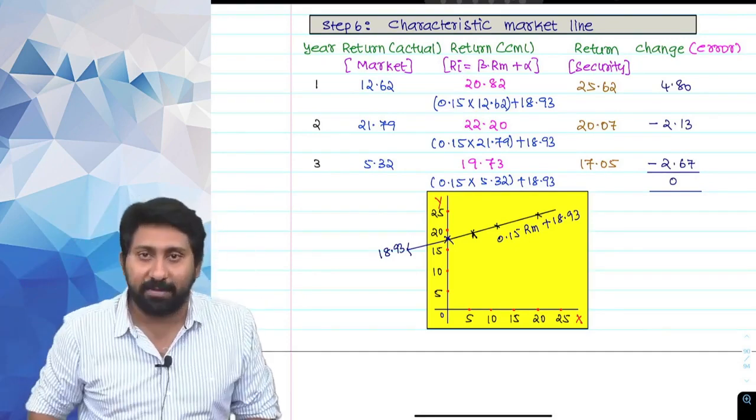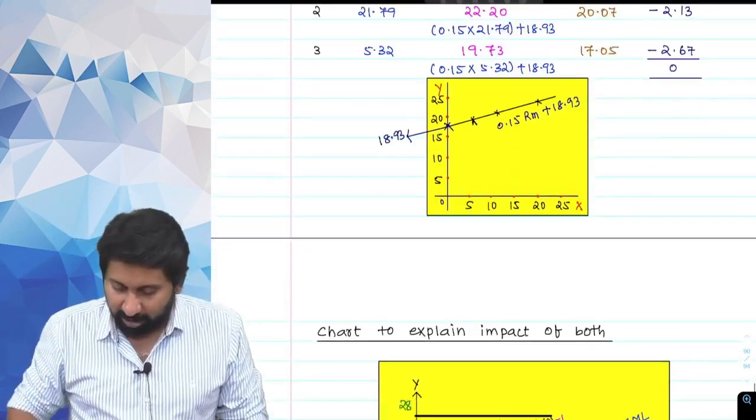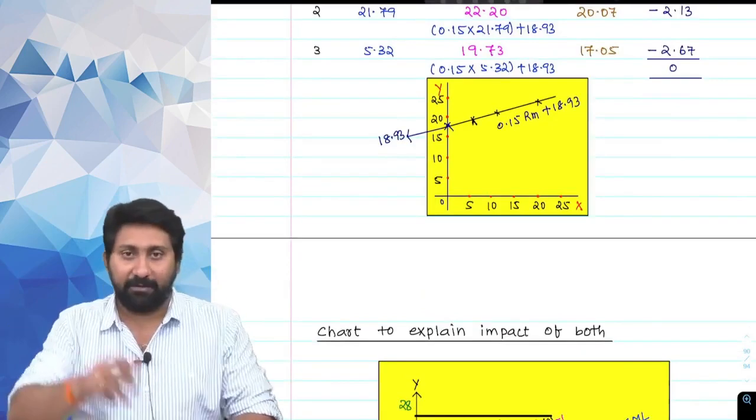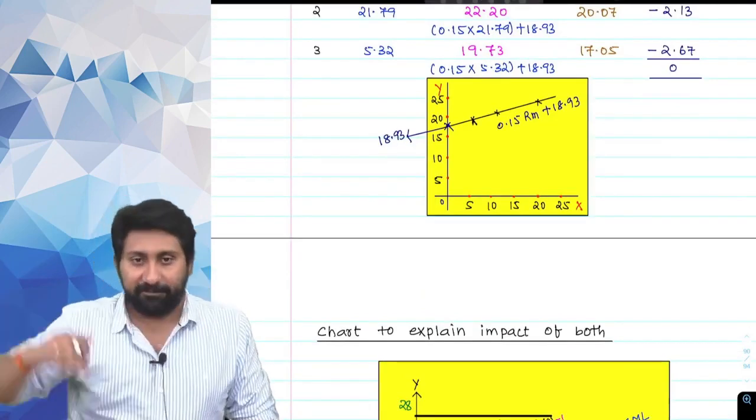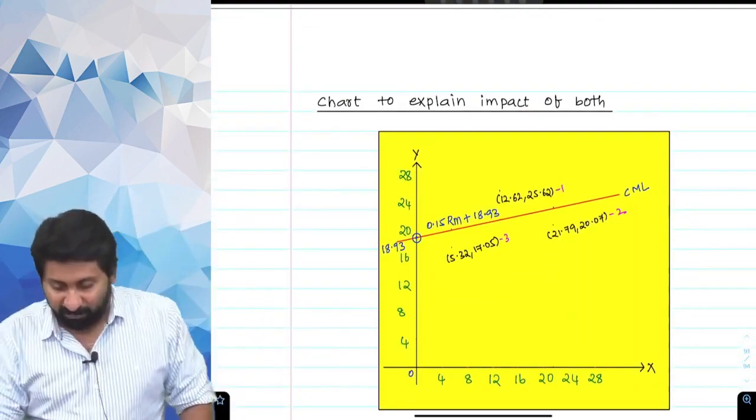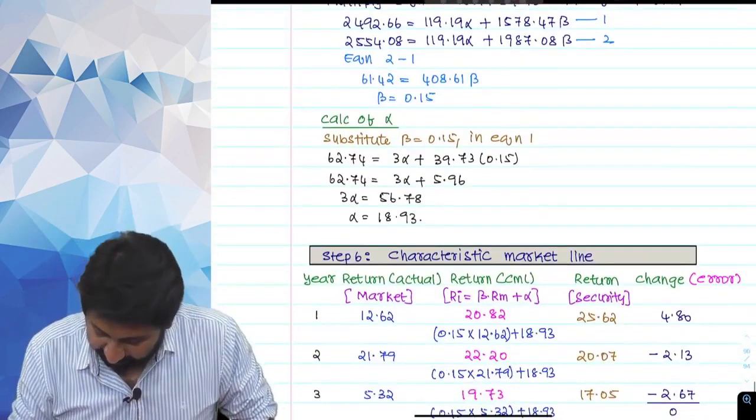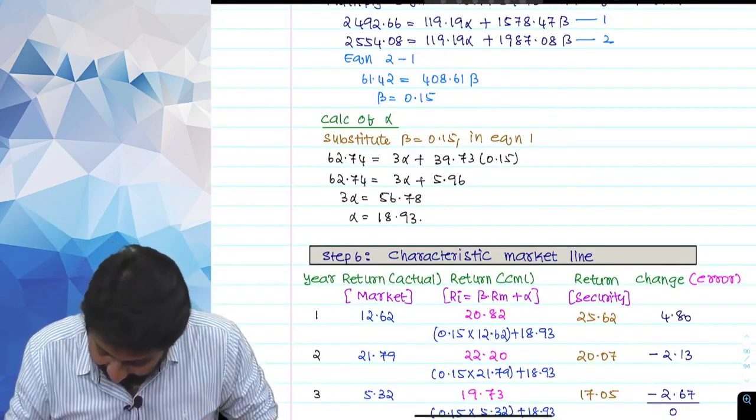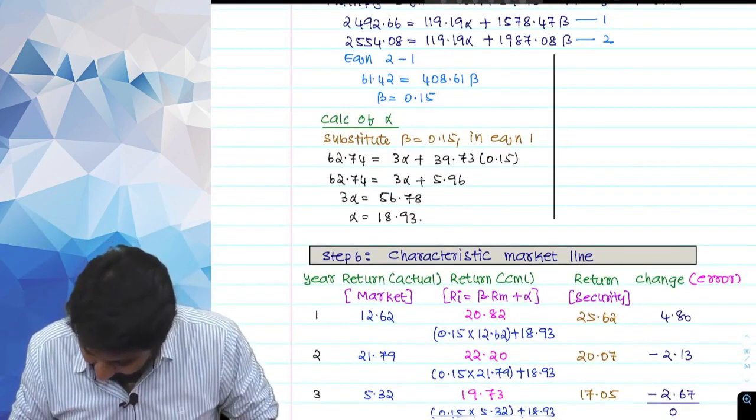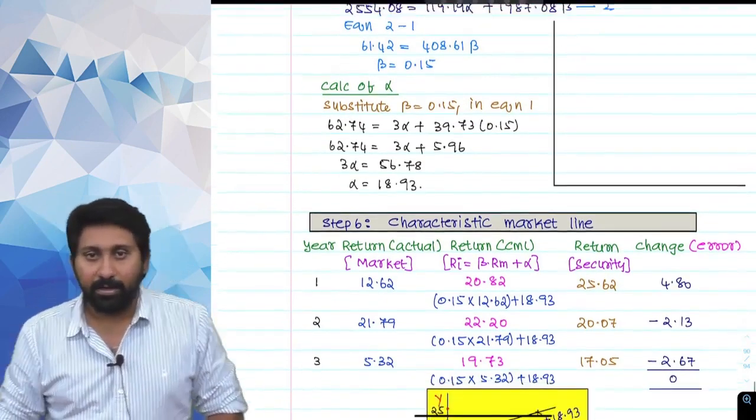That's called unsystematic risk, also called an error. I will tell you the meaning. So you have drawn a graph, you plotted everything on a graph, to explain the impact of both. This itself we have to understand with some presence of mind, please. I want every one of you to stay properly and listen carefully. See here.